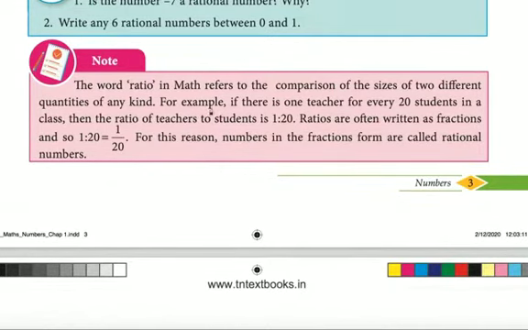The word ratio in math refers to the comparison of the sizes of two different quantities of any kind. For example, if there is one teacher for every 20 students in a class, then the ratio of teachers to students is 1 is to 20. Ratios are often written as fractions, so 1 by 20. For this reason, numbers in the fraction form are called rational numbers.